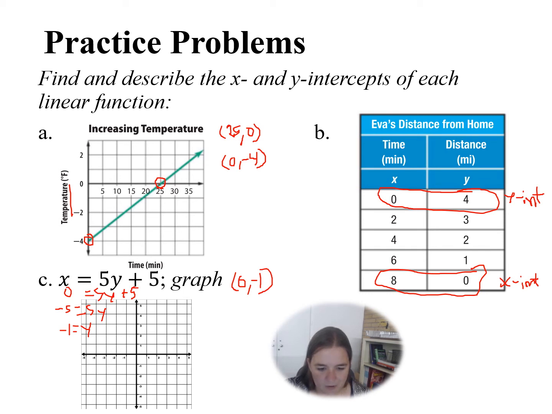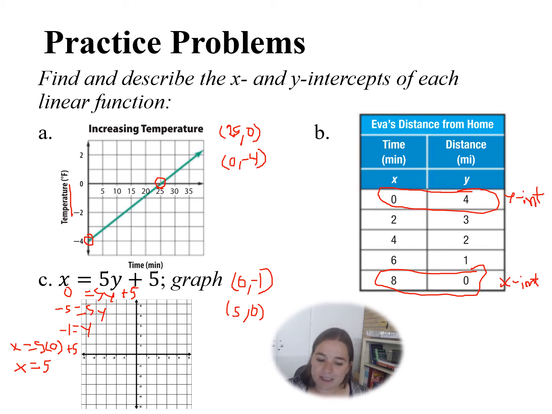Well, now I'm going to do the same thing the other way. I'm going to plug in y equals 0. So I get x equals 5 times 0 plus 5. And I get x equals 5. So I know that when y is 0, x is 5.